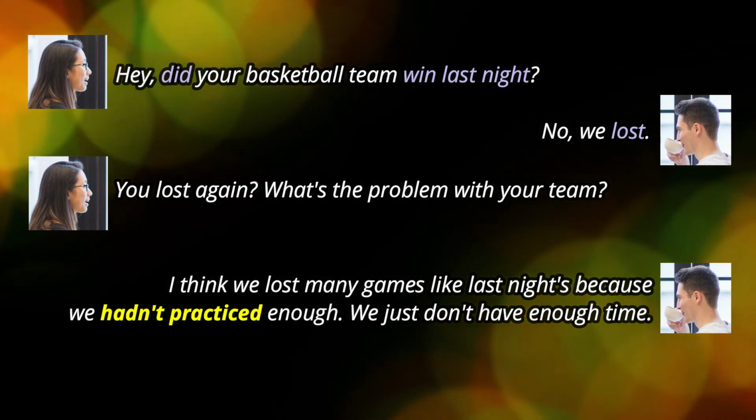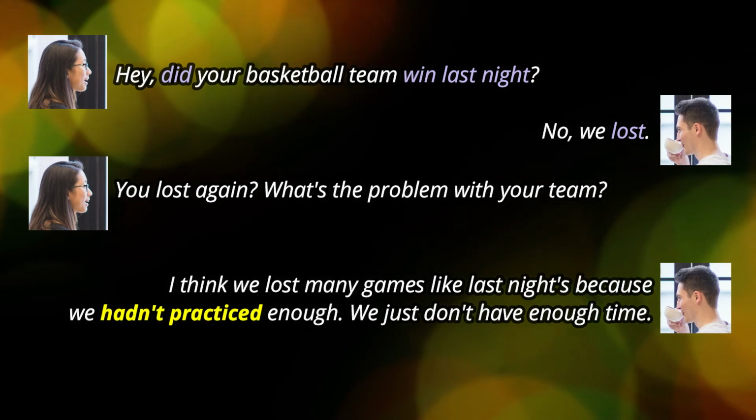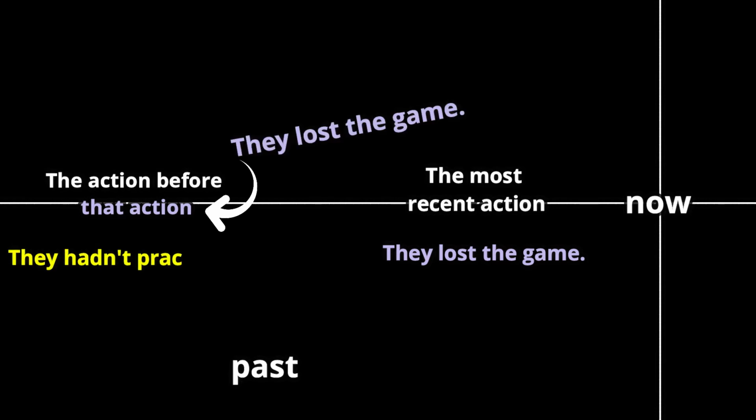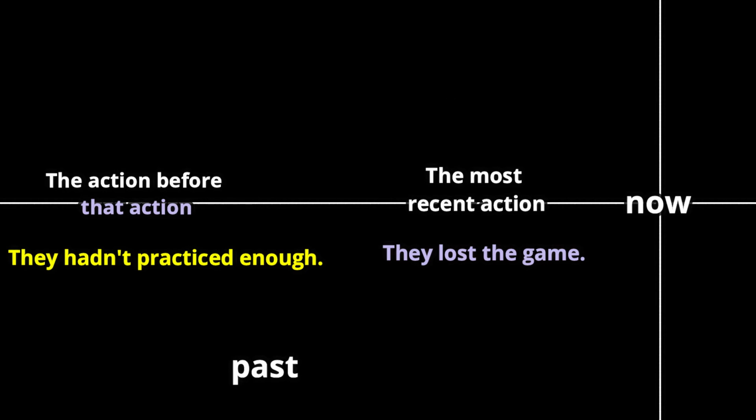Now, I think you can clearly see this, right? The most recent action that happened was they lost the game. His team lost the game. And then the action before that action in the past was not practicing. They hadn't practiced enough. So if you can see this pattern of two actions in the past, one happening before the other, if you know which one happened first, you can do this, I think, pretty easily. But if you're still not sure, let's look at another example.